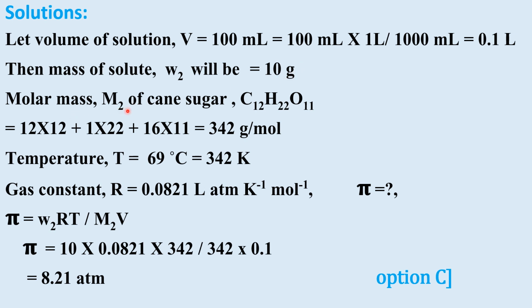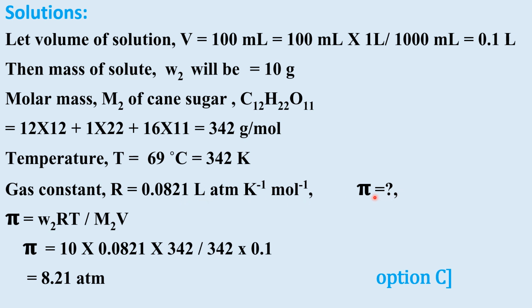Molar mass M2 of cane sugar, formula of cane sugar, sucrose, C12H22O11. So molar mass will be, for 12 carbon atoms 12 into 12, plus for 22 hydrogen atoms 1 into 22, plus for 11 oxygen atoms 16 into 11, which is equal to 342 gram per mole. Temperature is given as 69 degrees Celsius. In terms of Kelvin, 69 plus 273 is equal to 342 Kelvin. The value of gas constant R is 0.0821 liter atmosphere per Kelvin per mole.